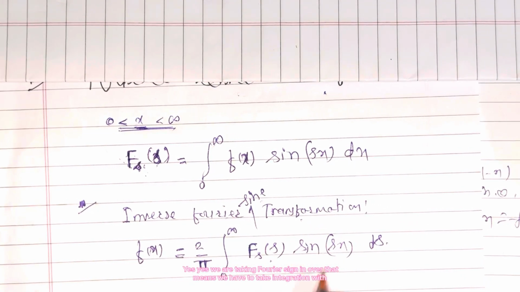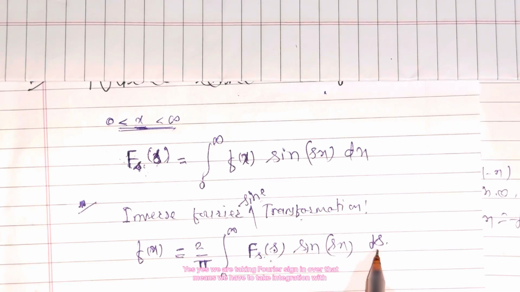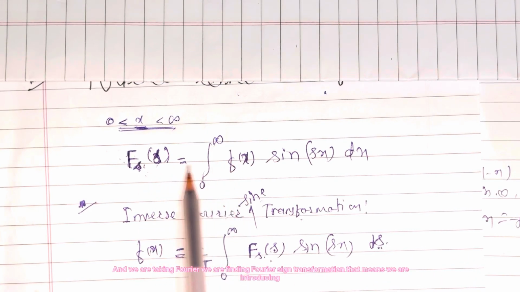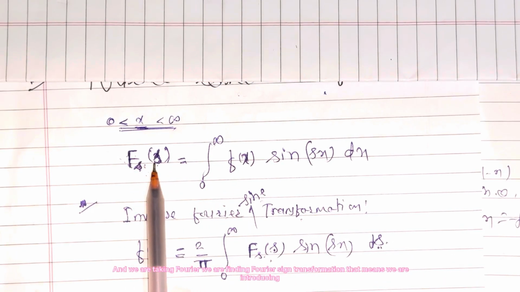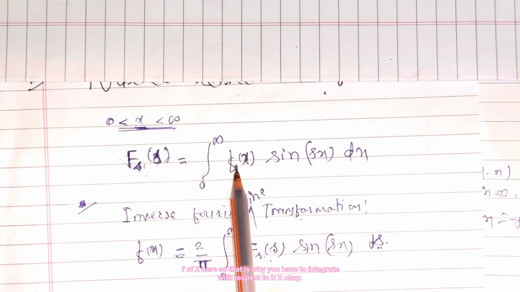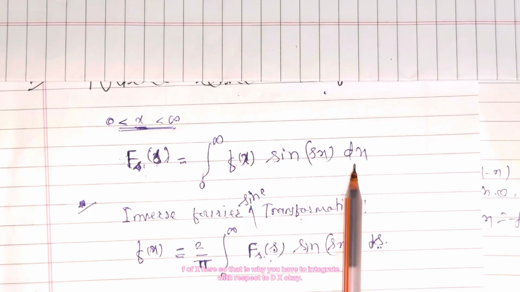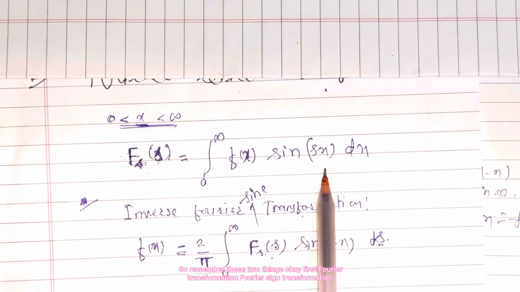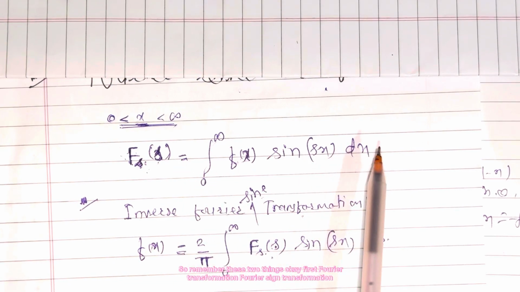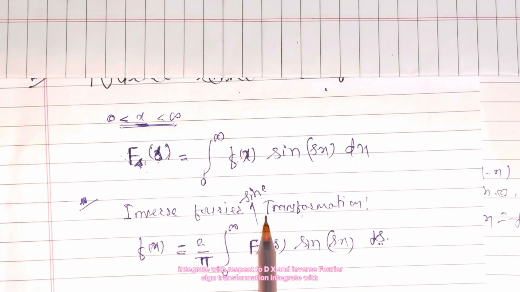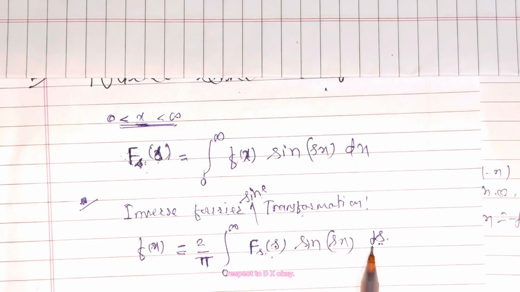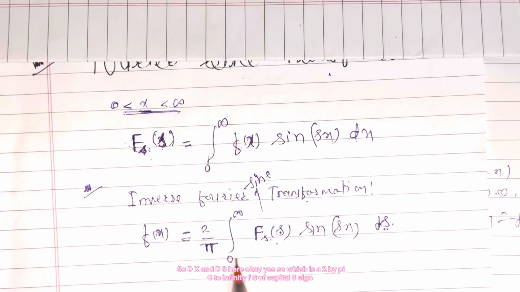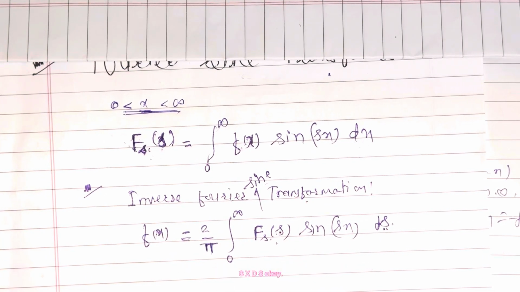As we are taking the inverse Fourier sine, we have to integrate with respect to s, ds. When we are finding the Fourier sine transformation, we are introducing f of x, so you have to integrate with respect to dx. So remember these two things: for the Fourier sine transformation, integrate with respect to dx, and for the inverse Fourier sine transformation, integrate with respect to ds. So f of x equals 2 by pi times the integral from 0 to infinity of F sub s of S sine Sx ds.